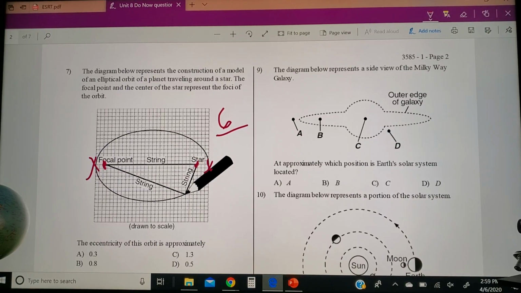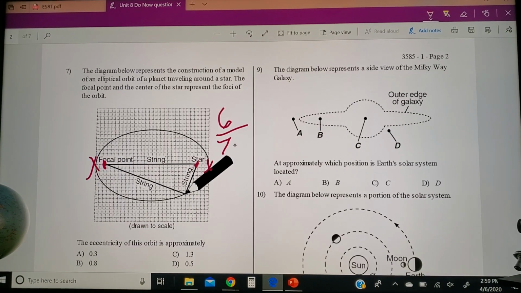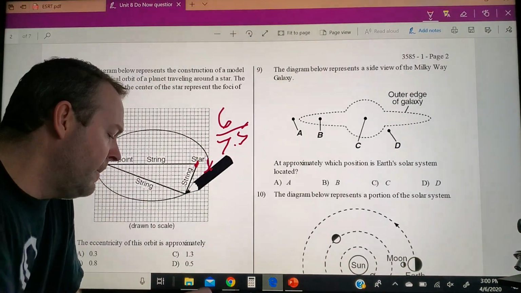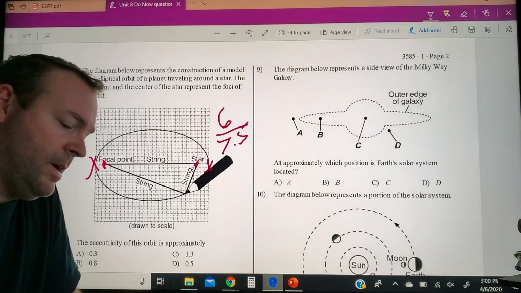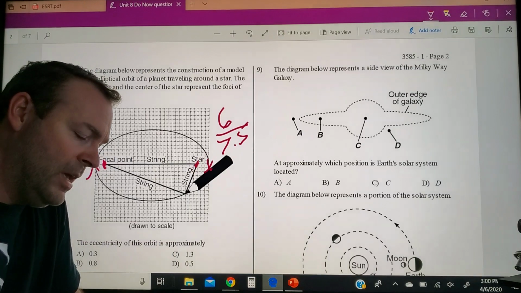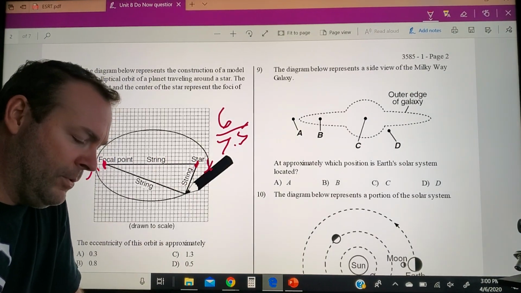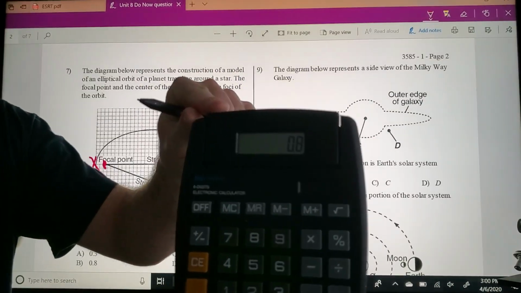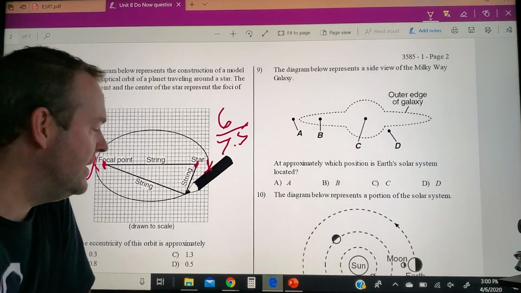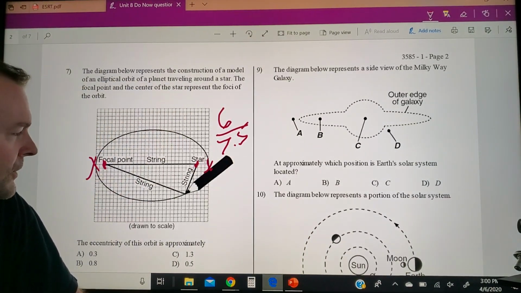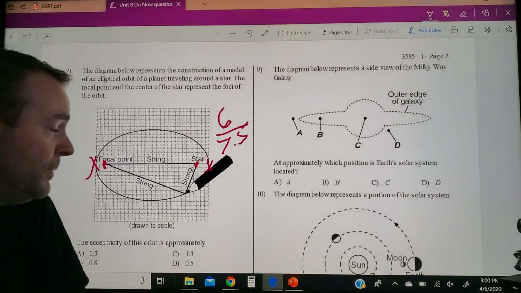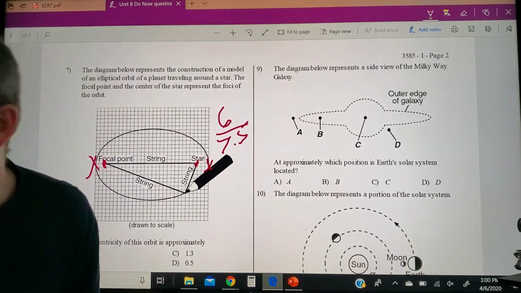And I use my ruler on my screen, and I'm getting about 7.5. So 6 divided by 7.5. Pardon my handwriting again, I'm writing on a vertical screen. So I type into my calculator here. I do the top number first, numerator first. 6 divided by 7.5, and hopefully you're getting something that looks like that. If you can't see it, that's a 0.8. Now, there are no units. The units cancel, so the closest thing we got there is choice B at a 0.8. Now, there is no planet that's that elliptical. That is extremely elliptical.